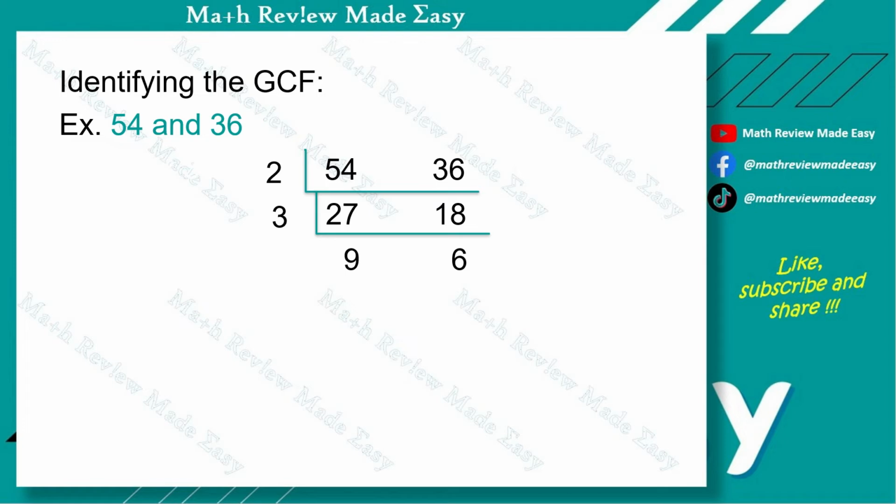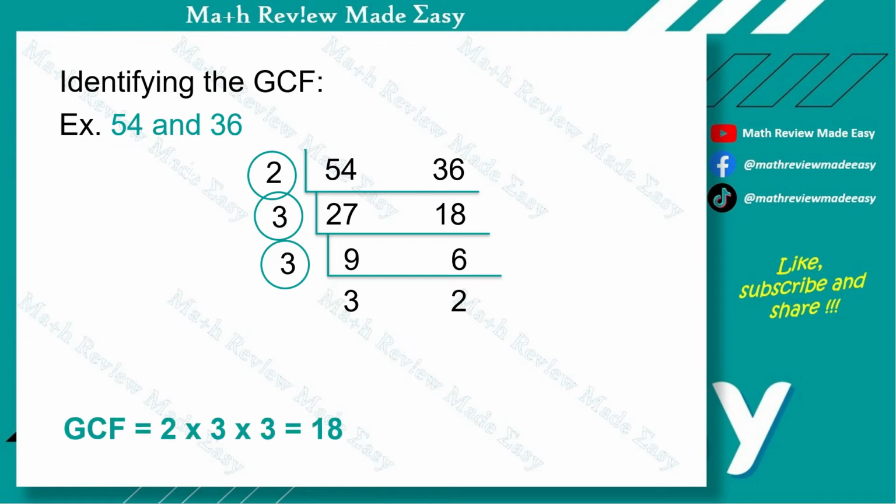So, may pareho pa bang factor na matatagpuan sa 9 and 6? So, mayroon pa, which is 3. Again, so 9 divided by 3 is equal to 3, while 6 divided by 3 is equal to 2. So, sa 3 and 2, wala na tayong common factor na pwedeng makuha. So, ang kukunin natin ngayong numbers para ma-identify ang ating GCF ay yung ating nasa left side na number. Ang gagawin natin, i-multiply natin sila tatlo. So, 2 times 3 times 3 is 18. Ibig sabihin, the greatest common factor of 54 and 36 is 18.